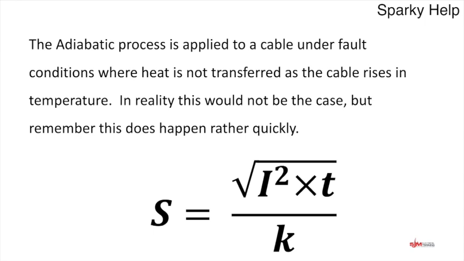The adiabatic process is effectively what we're looking at: the cable getting hot, and it assumes that this heat cannot dissipate. Obviously in reality this heat would dissipate, but remember, under fault conditions it goes from next to no current to maximum current, and that will be there for the duration it takes the protective device to operate. So the conductor will get pretty hot in that duration. So it's making sure that it doesn't basically burn the place down.